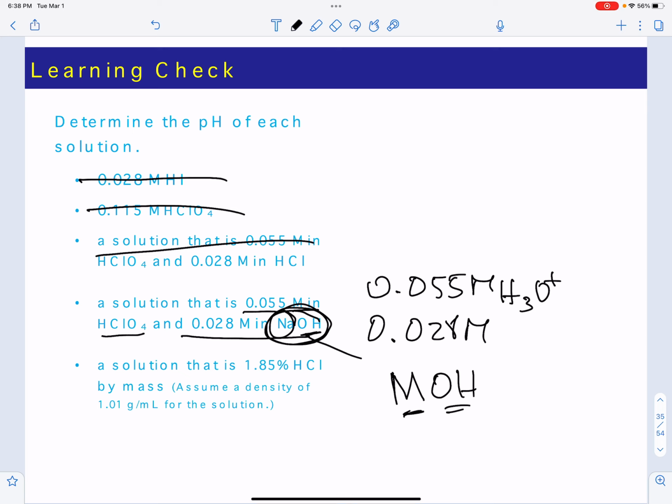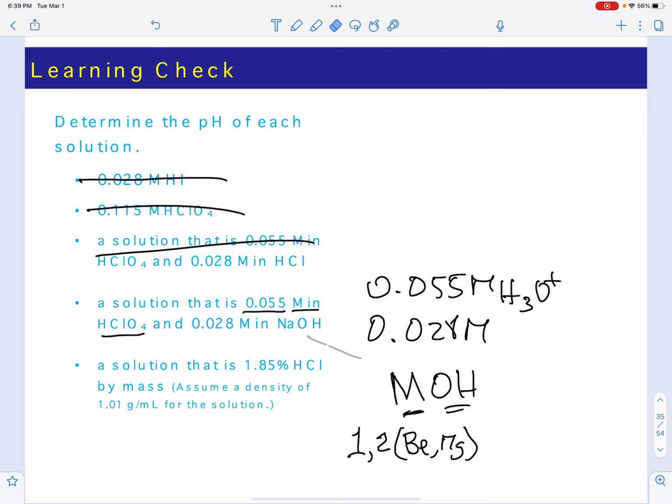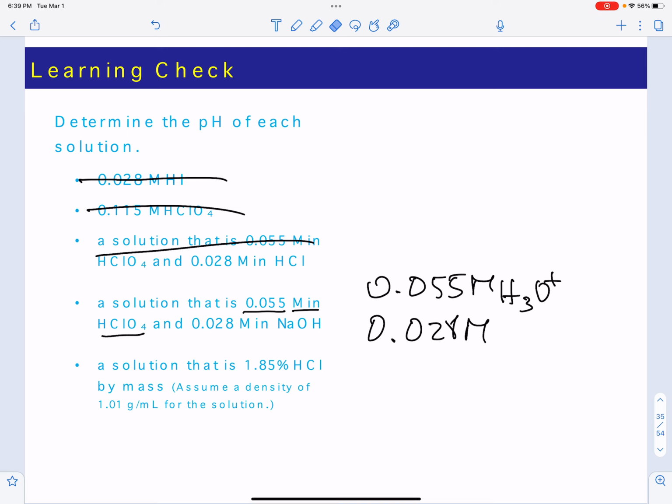And in addition to that, the metal has to be from group 1 or group 2. Sodium is in group 1. And if it happens to be from group 2, it cannot be beryllium or magnesium. So anything from group 1 or group 2 except beryllium and magnesium. So we definitely have a strong base in there. So do bases produce hydronium? No, they don't. This base is going to produce hydroxide instead.